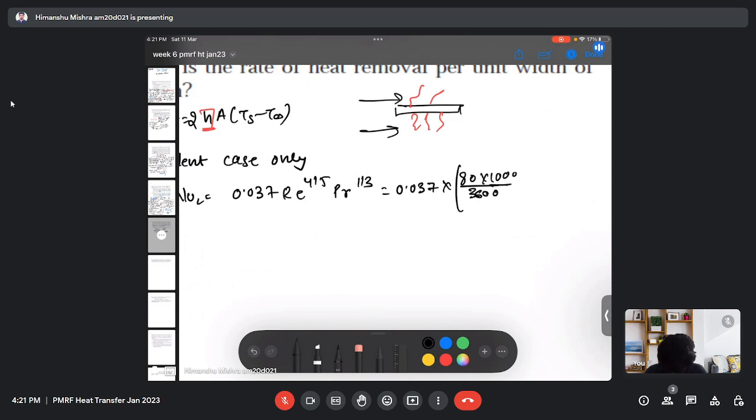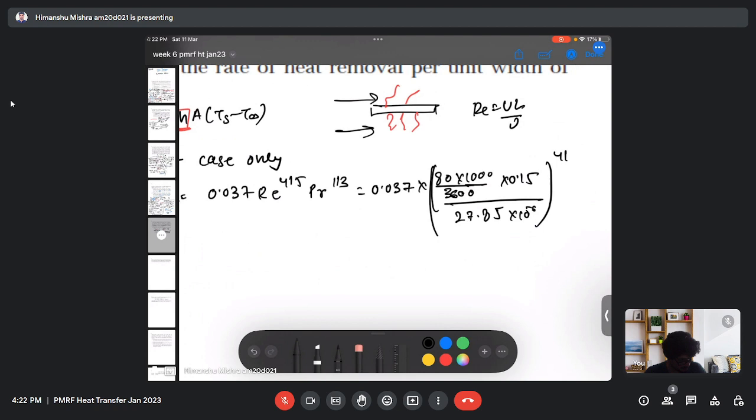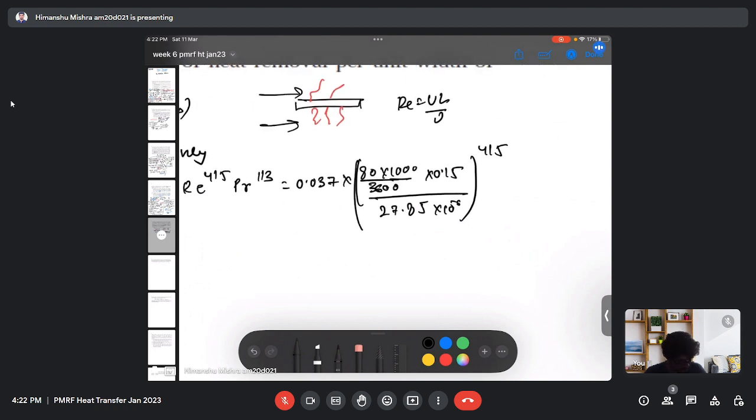So this is my velocity. This is my length. So I'm expanding the Reynolds number. My kinematic viscosity of air is 27.85 times 10 to the power minus 6. And my Prandtl number of air is around 0.7, which we have seen in the last question, where we took air's Prandtl number equal to 0.7. On calculating this, we will get the Nusselt number around 378.